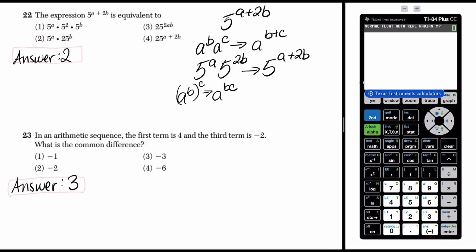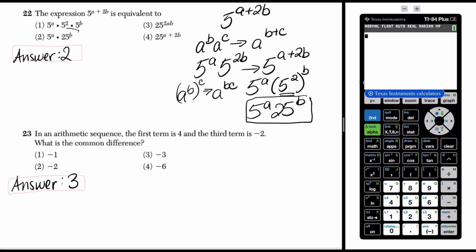So I don't care about the first part. The 5a stays as is. But that means for the second one, I probably have 5 to the second and then to the b. Because this part here would give me that second part I want, which is that 5 2b. Okay, so that's what we're seeing there. And if we see this here, now we can simplify this: 5 to the a times 25 to the b.